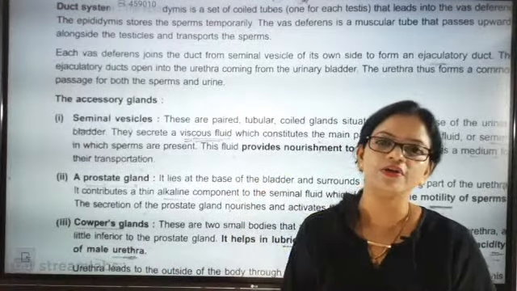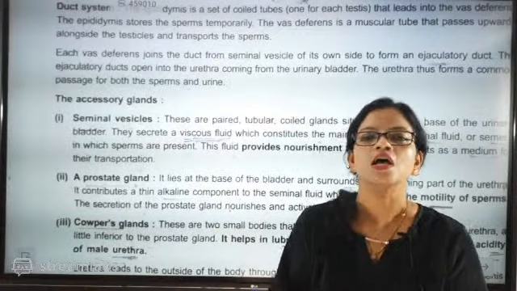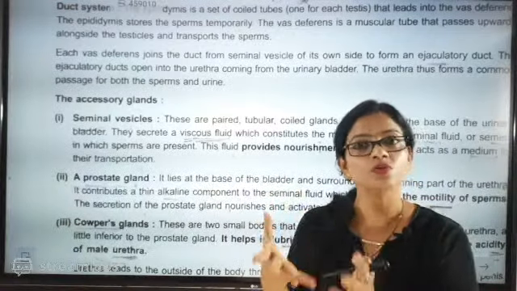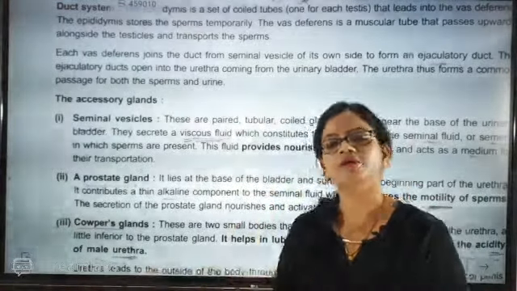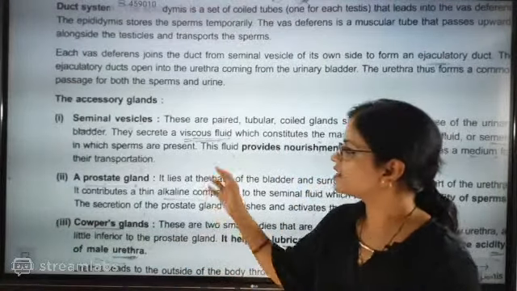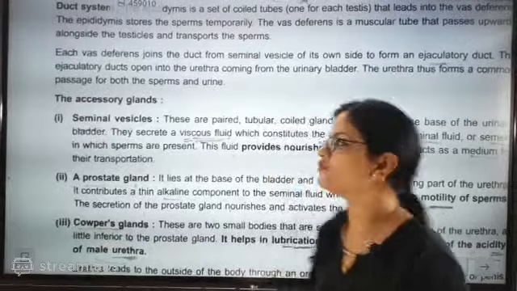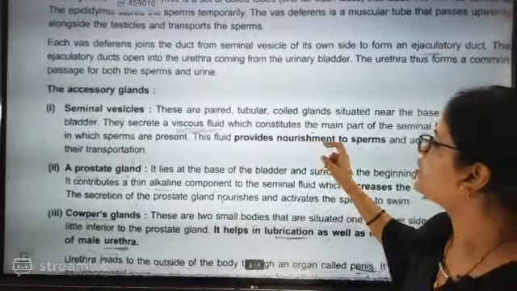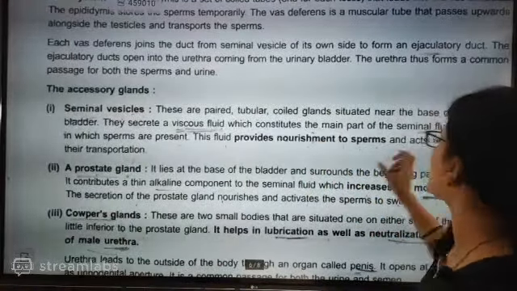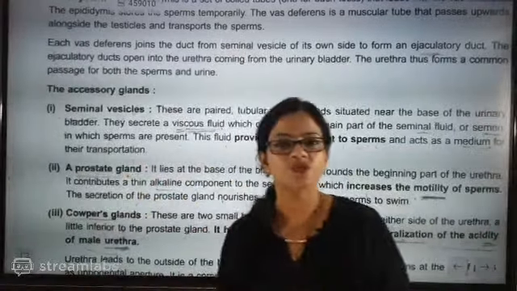The first important work of this viscous fluid is to give nourishment to the sperm, and the next important work is that it helps in the transportation of the sperm. So this fluid provides nourishment to sperm and acts as a medium for their transportation.